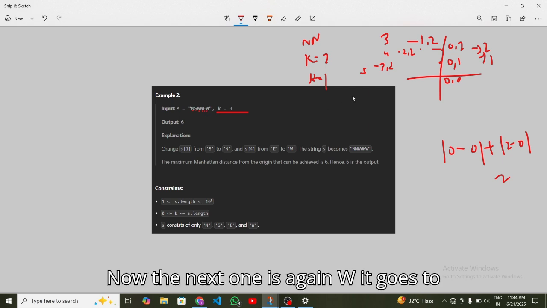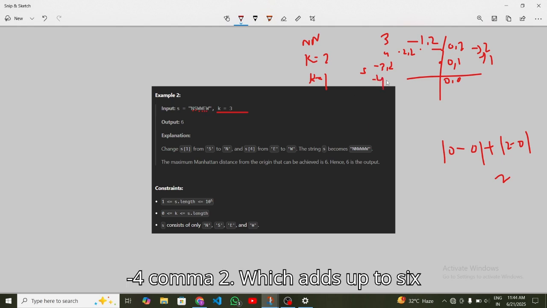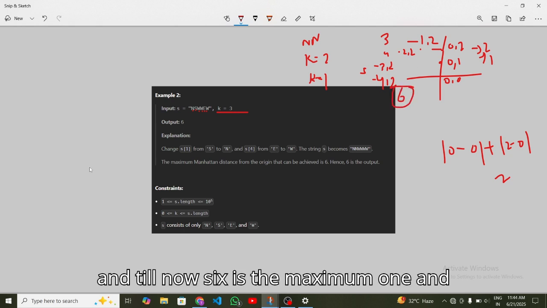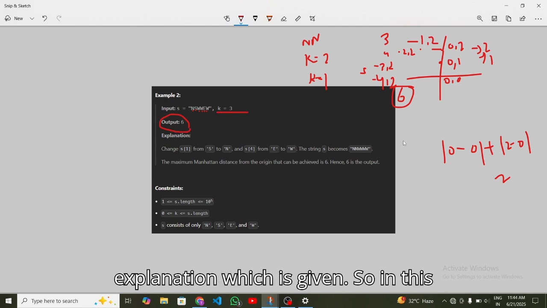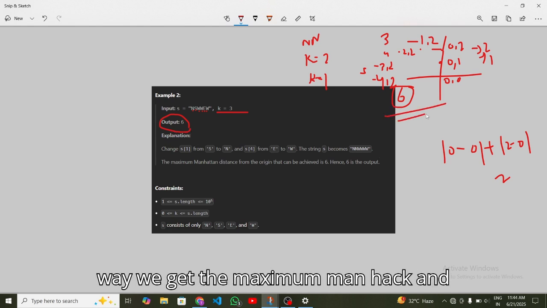Now the next one is again west. It goes to minus 4, comma 2, which adds up to 6. Until now, 6 is the maximum one, and 6 here is the output. You can see the explanation which is given. So in this way, we get the maximum Manhattan distance.